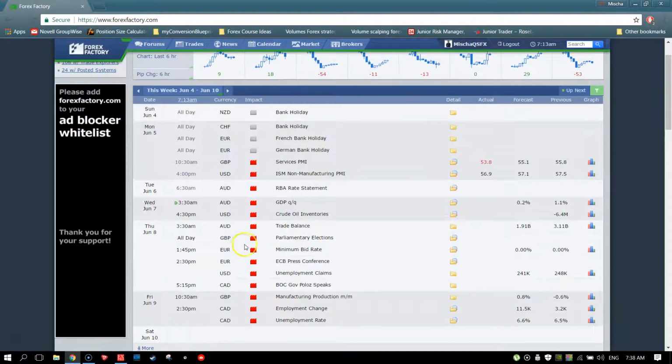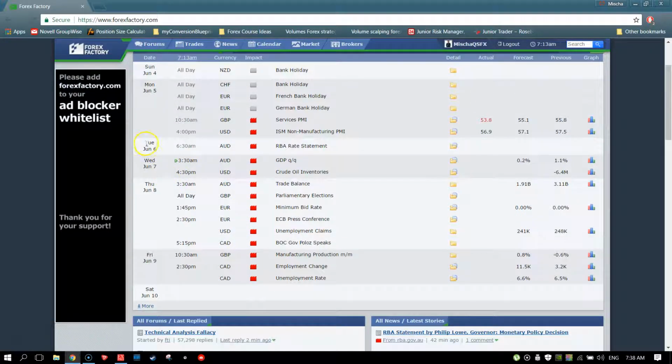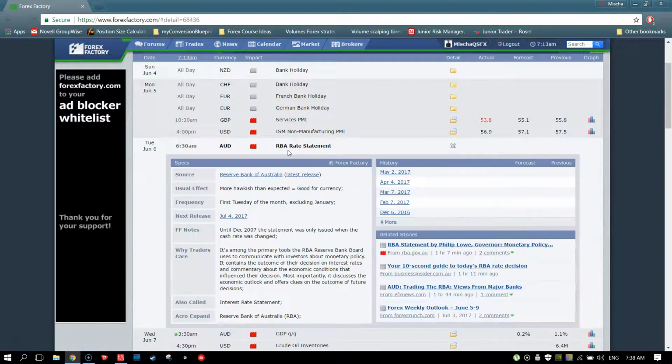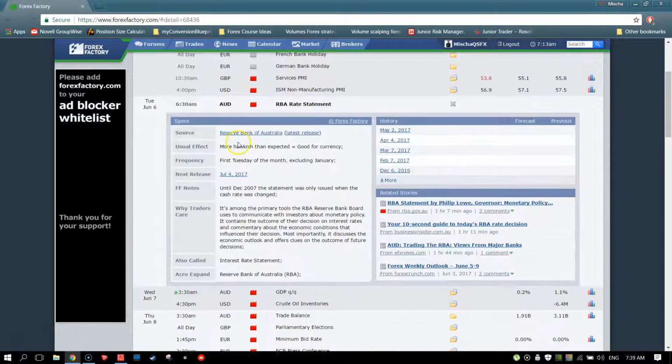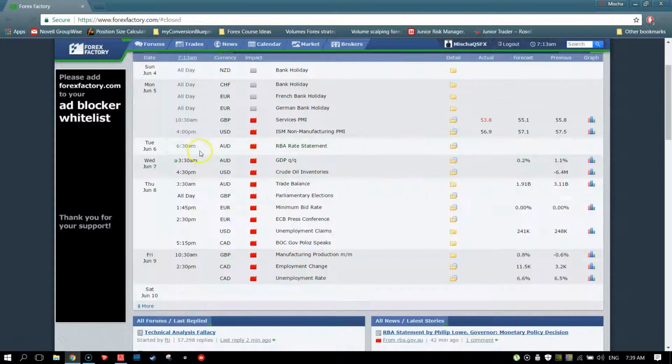So checking the news for today, it is Tuesday, June 6th, and there was an Australian interest rate statement, RBA rate statement. Any rate statement, you want to stay out of that market. Anything related to the Australian dollar or closely linked to it, you definitely want to stay out around this time. So I definitely didn't trade Australian dollar, US dollar, but we'll get to that in a bit.